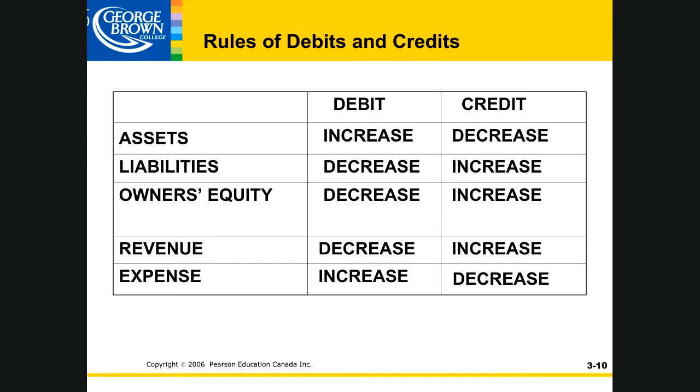And then we do the opposite with expense accounts. If we want to show an increase to an expense or a cost account, we post that information to the debit side of the account. And then if we want to decrease it, we post it to the right-hand side of the account.